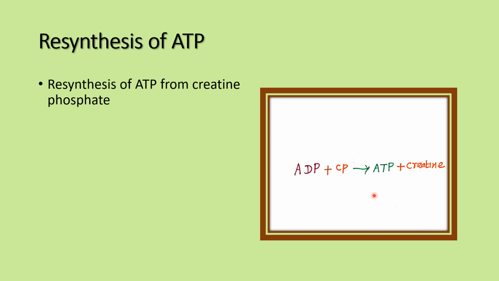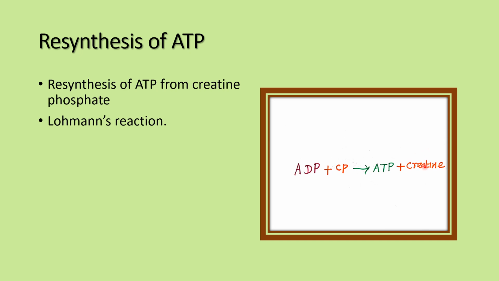The resynthesis of ATP from creatine phosphate is called the Lohmann's reaction. The ATP provided by the energy from creatine phosphate is also utilized within a few seconds. Then again the creatine is converted to creatine phosphate in the muscle, which also uses energy.